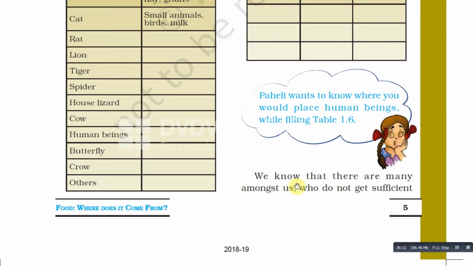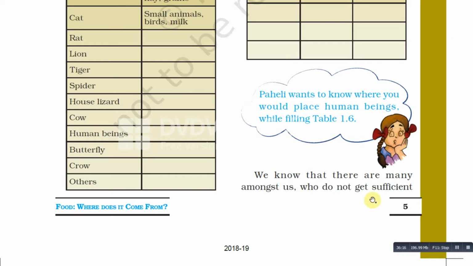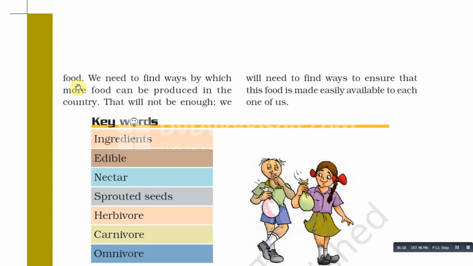We know that there are many amongst us who do not get sufficient food. We need to find ways by which more food can be produced in the country. That will not be enough. We will need to find ways to ensure that this food is made easily available to each one of us. So this is all about foods.